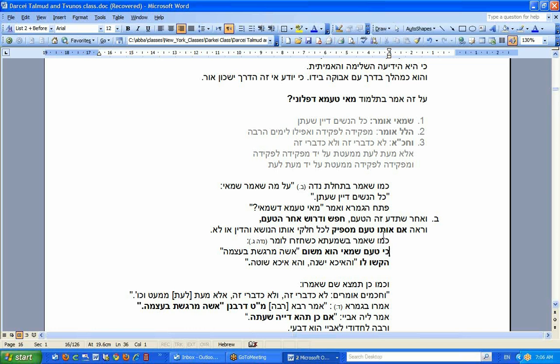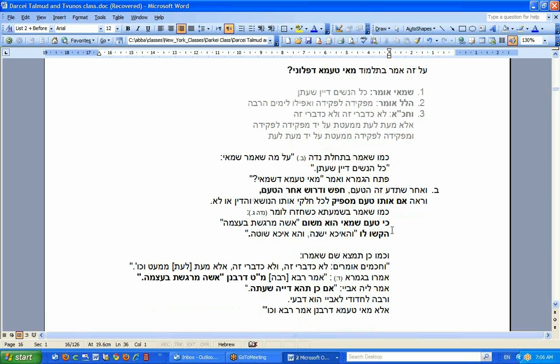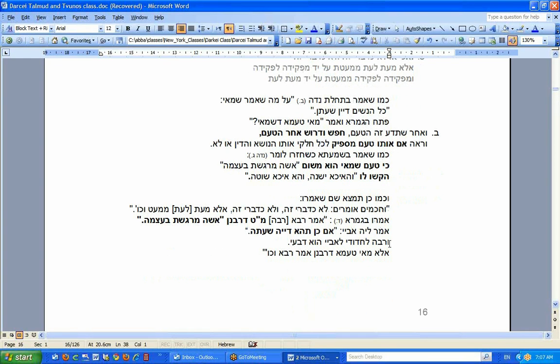So the two things you have to do is always look for the tam of the halacha and make sure that the tam that's given is sufficient to cover all the cases. Okay.